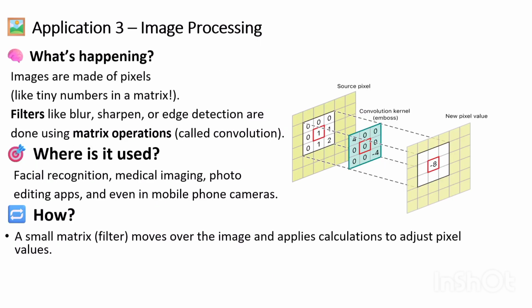Every image is made of tiny pixels, like a grid or matrix. To edit or improve an image, we use filter matrices. Filters help to blur, sharpen, or detect edges in photos. This is used in face detection, medical imaging, and mobile cameras.